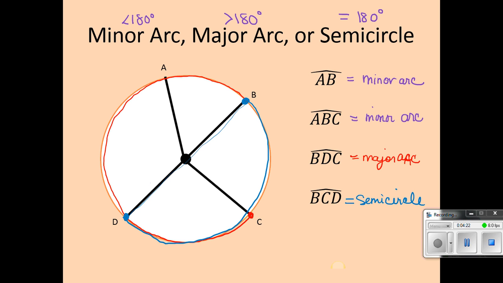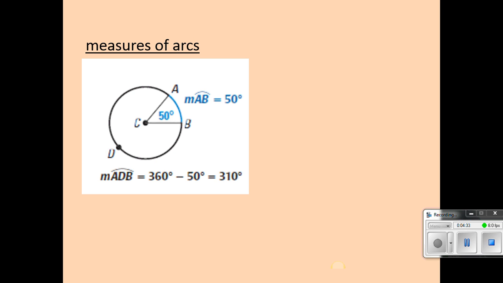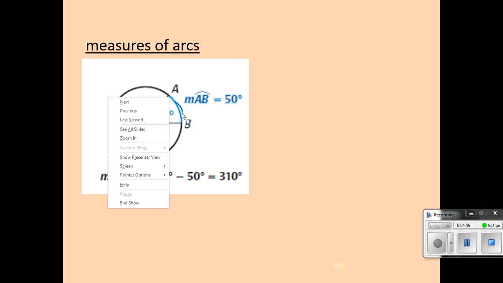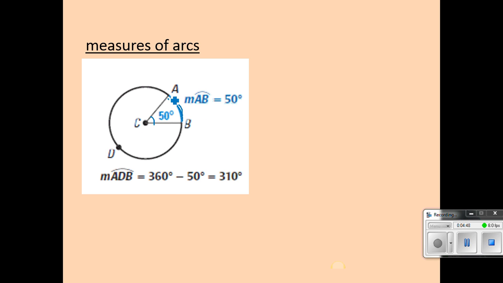All right, now that we've talked about minor arc, major arc, and semicircle, let's go ahead and talk about measures of arcs. So if I have this same circle, and we were talking about this minor arc AB, the central angle is 50 degrees, therefore the arc as well is 50 degrees. So the arc's measure in degrees would be the same as the central angle of the arc.